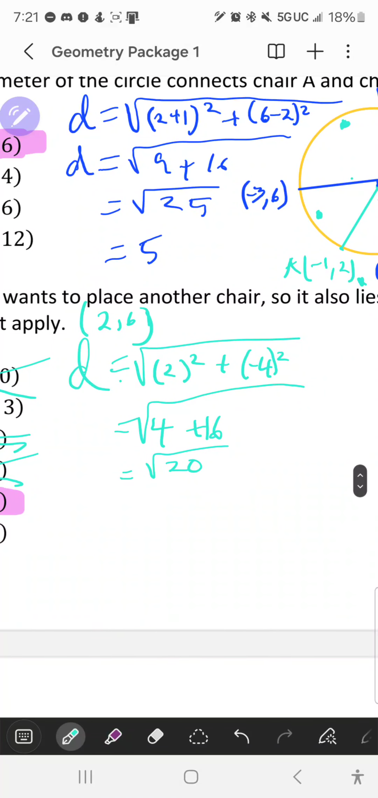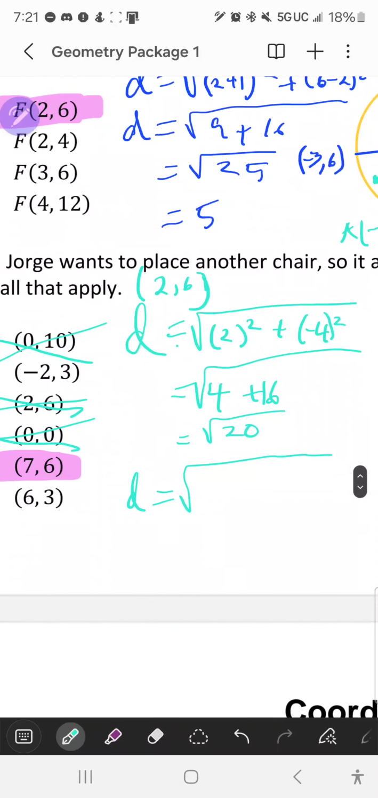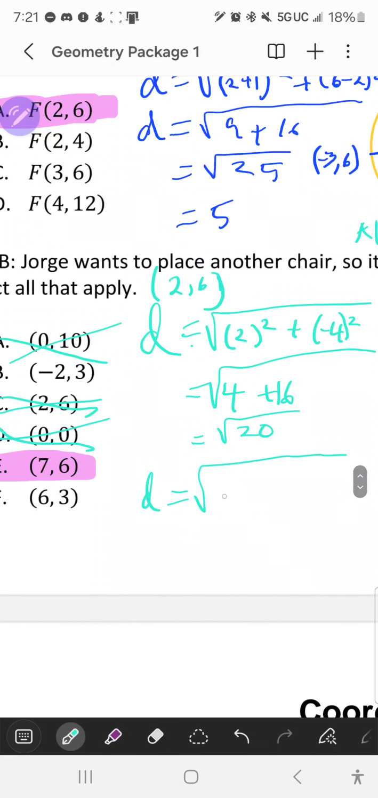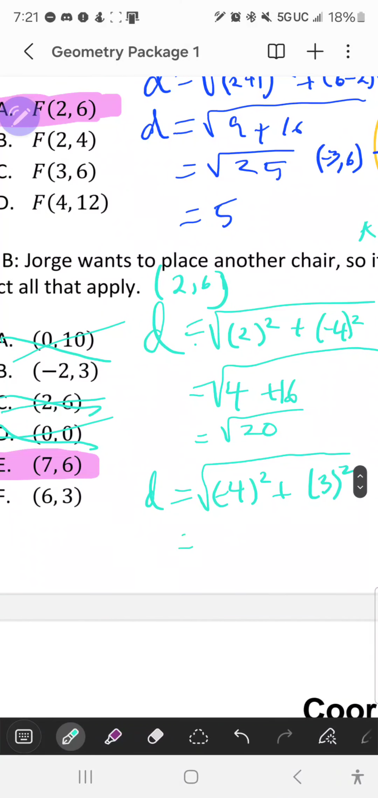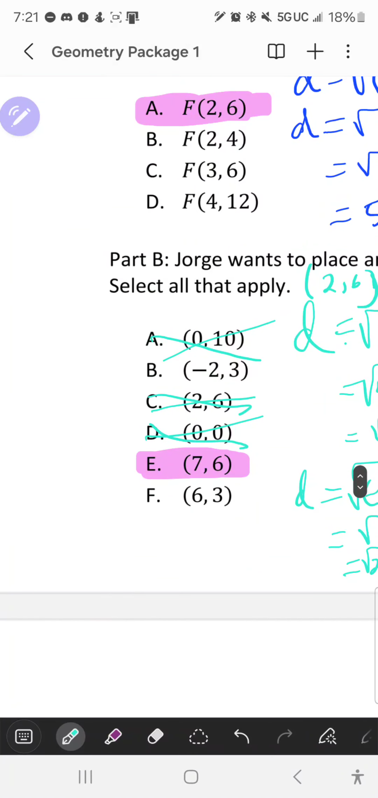Now B, more or less the same. Square root of negative 2 minus 2. That's going to be negative 4 squared, plus 6 minus 3. So it will be 3 squared. Now negative 4 squared is positive 16, so 16 plus 3 squared is 9. And then this is equal to the square root of 25, and then it is 5, so I got the answer right.